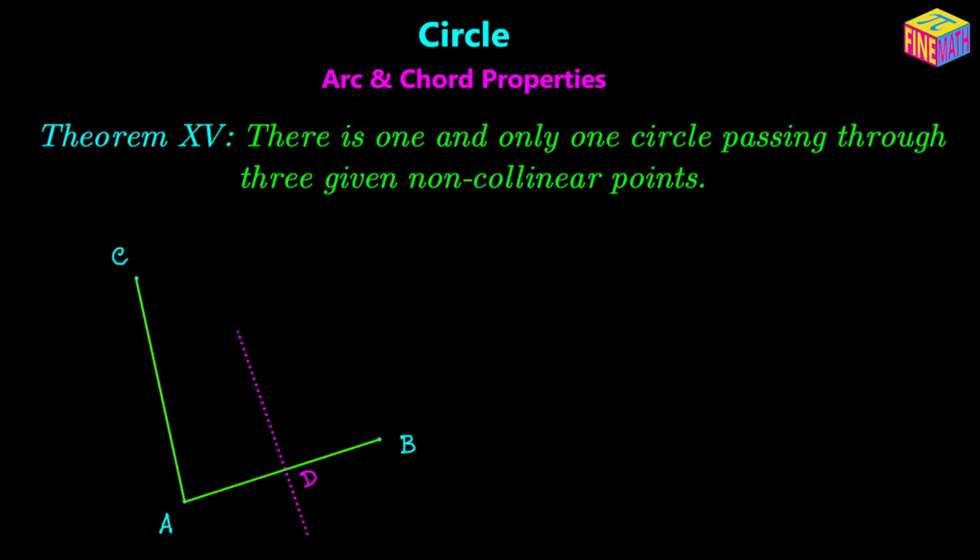Next, I'm going to do a similar thing. I'm going to draw the perpendicular bisector for the line segment AC. And let's suppose the bisector intersected the line segment AC at point E. Next, we have to understand a couple of things.